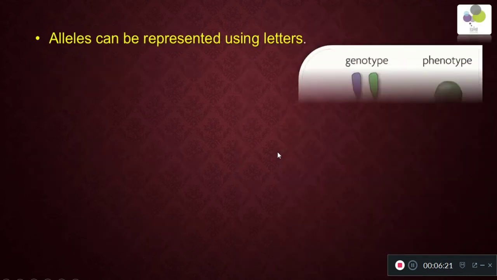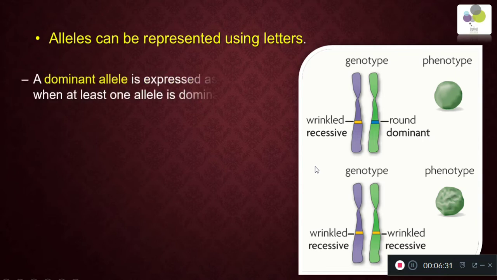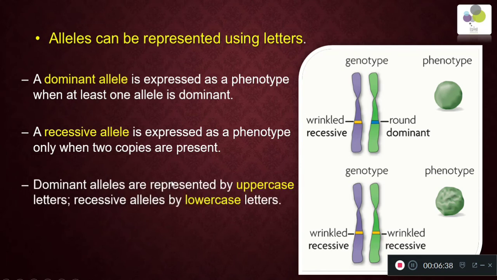Alleles can be expressed or represented by using letters. As we said on the last slide, we have capital letters and lowercase letters, according to whether the allele is dominant or recessive. The dominant always appears as a capital letter and the recessive always appears as a lowercase letter.